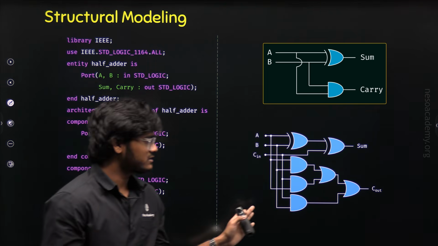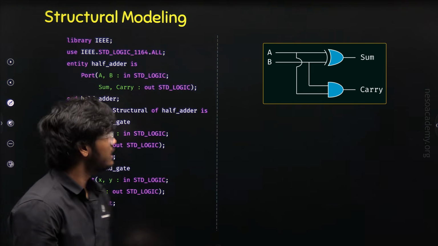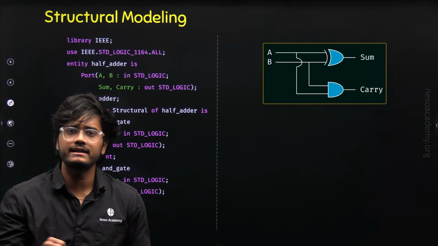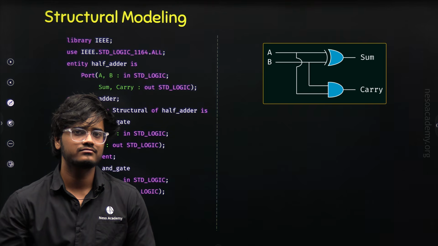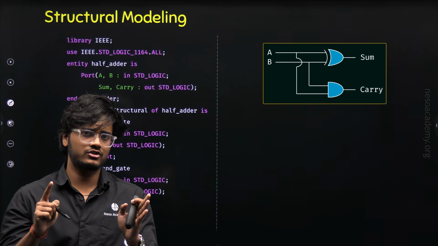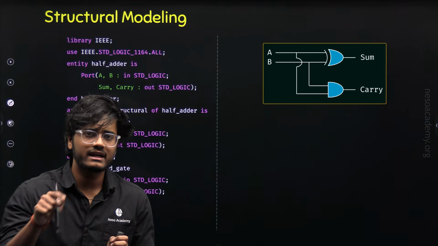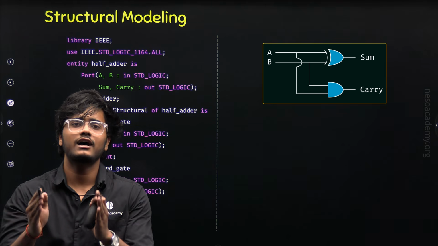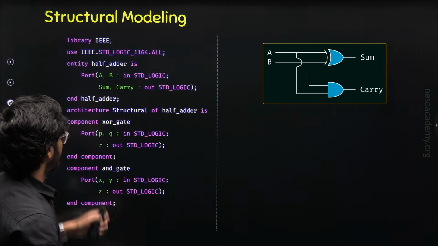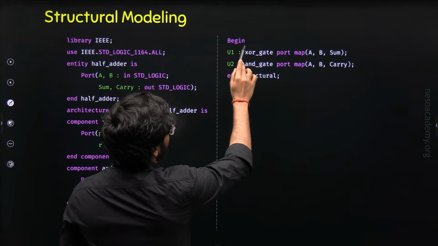Now, this is all about the full adder. Let's get back to the half adder. In the half adder, we have only one XOR gate and one AND gate. It means we need to create only one instance for the XOR gate and one instance for the AND gate, and then connect them together to create our half adder. Now, let's see how to do that. For that, in the same architecture, we will write our code starting with begin.